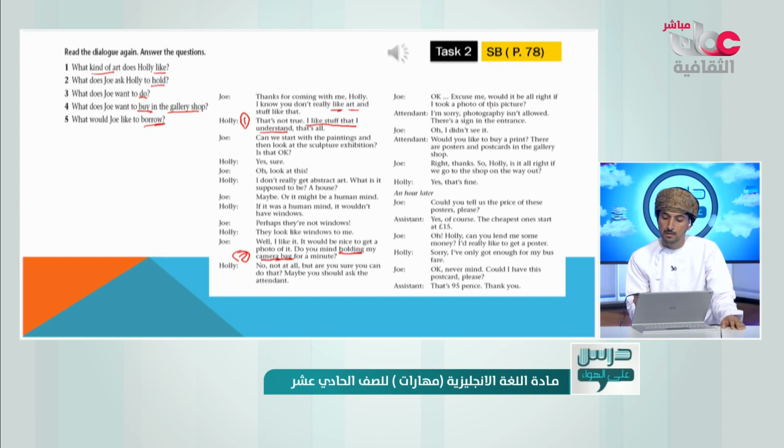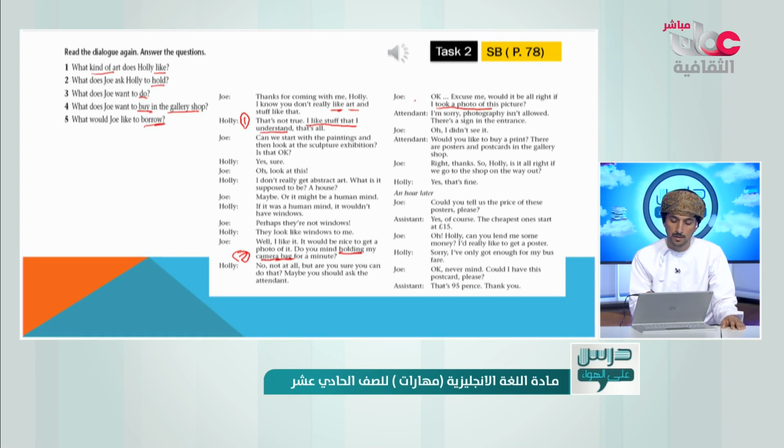Okay, excuse me. Would it be all right if I took a photo of this picture? So I took a photo of this picture. The attendant said, I'm sorry, photography isn't allowed. So what does Joe want to do? He wants to take a photo.